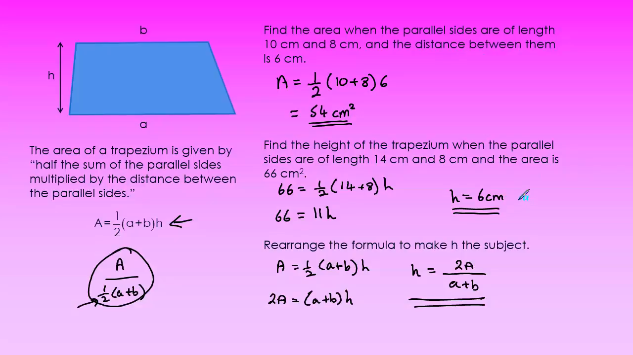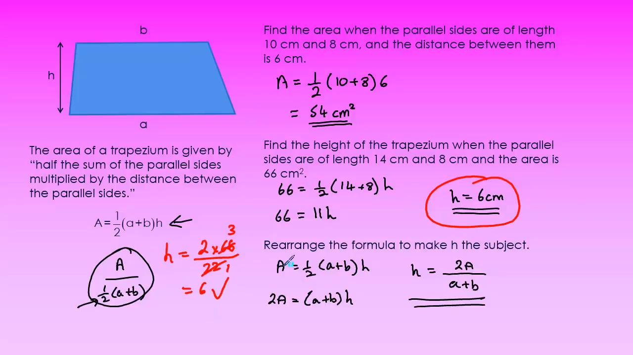Now, of course, a test for our rearrangement is, do we get this same answer with the information here? So, the area is 66, so 2A, so we've got 2 times 66, divided by a plus b, 14 and 8 is 22. 22 and 66 cancels down to 3 over 1. 2 times 3 is 6 over 1, which would be 6. So our rearrangement must be correct.